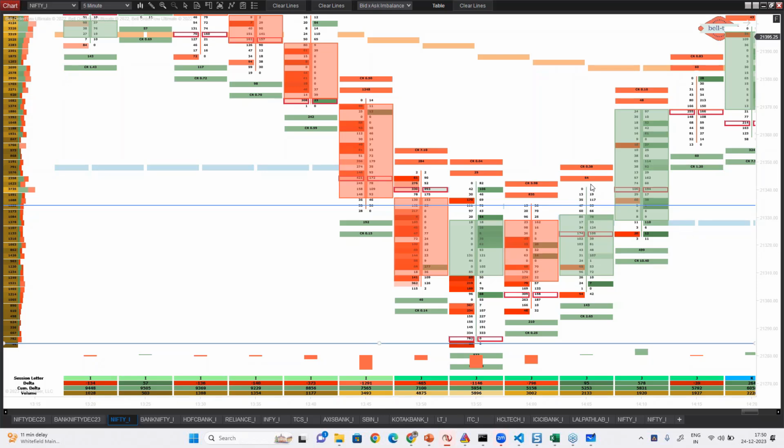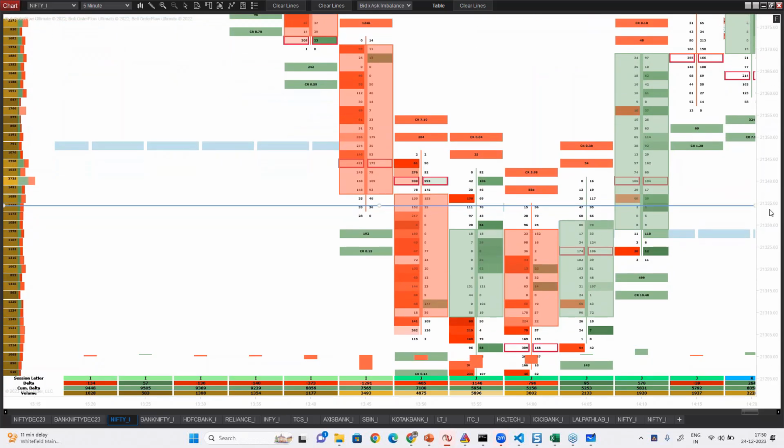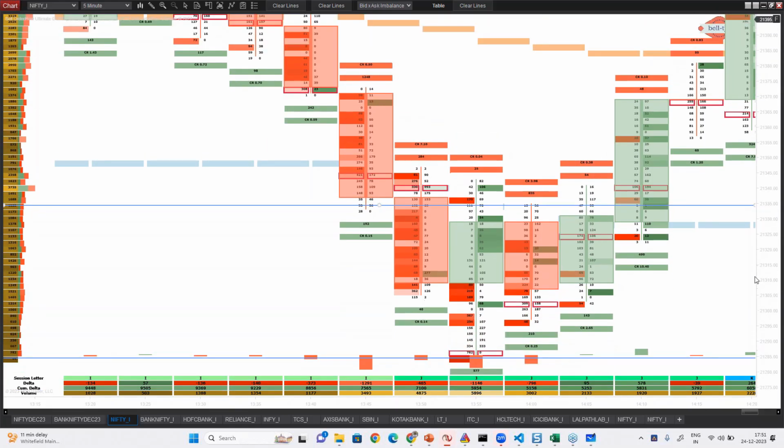And that entry is taken out. That becomes my entry point over here. Typically, I'll be looking for another how many points? 25 to 30 points. So if my entry is at 21,335, imagine adding another 30 points. So 21,360 will be my potential target.